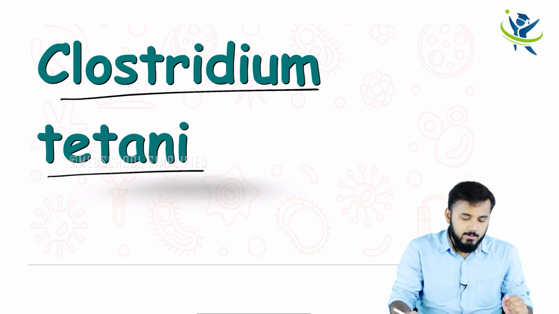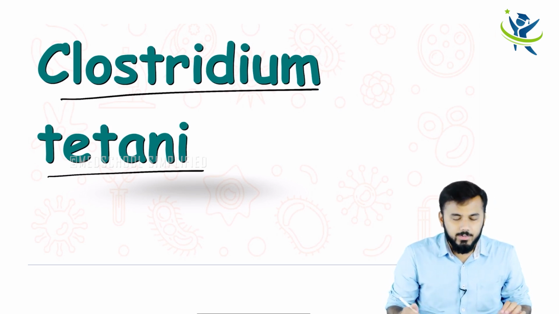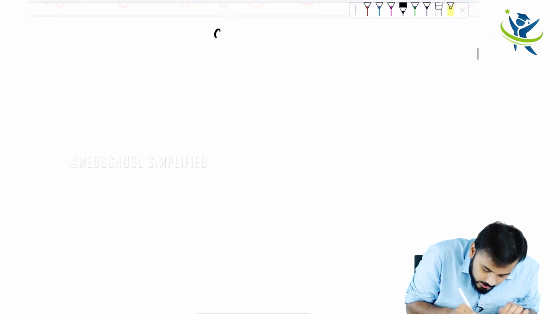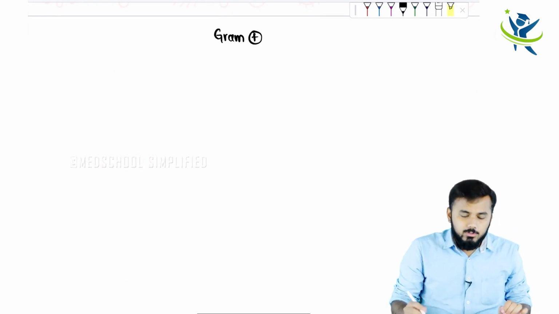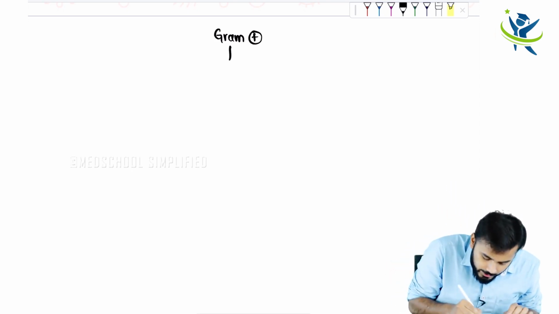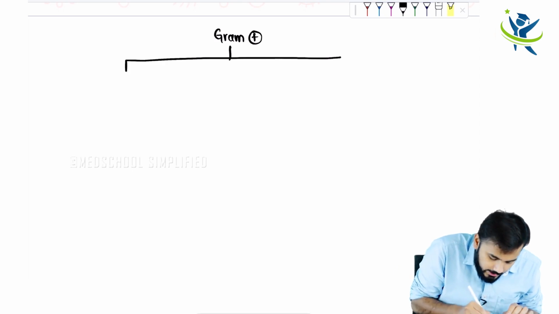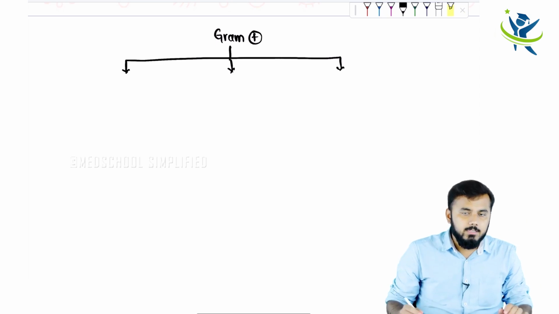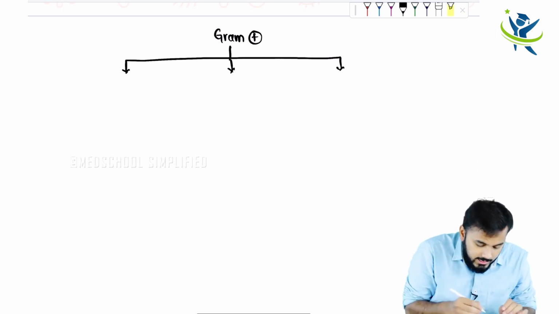Now, let's start from the basics: is Clostridium tetani gram positive or negative? Obviously, this is a gram positive bacteria. Let me write it down here. This Clostridium tetani is a gram positive bacteria, right? If we divide these gram positive bacteria, they are divided into three categories. There are many more categories, but for our convenience, there are three.